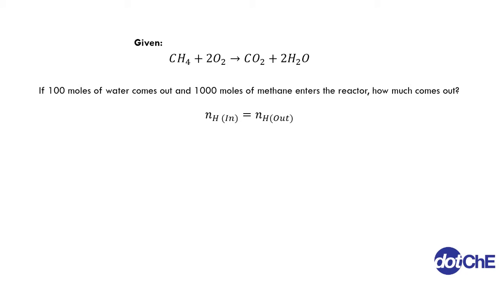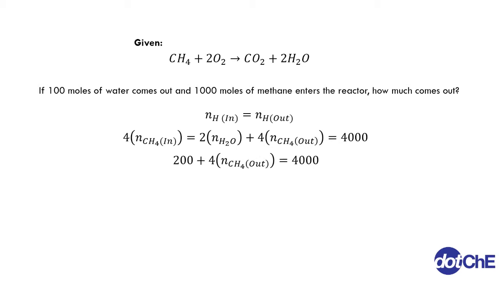We first consider the source of the inward hydrogen, which is only methane. Then we also consider the source of the outward hydrogen, which is the water and the unreacted methane. Thus, our balance now looks like this. Now, using the power of Shift Solve, or if you want, you could use simple arithmetic, you will get the CH4 out as 950 moles. Easy peasy, unlike the two other reaction balances.